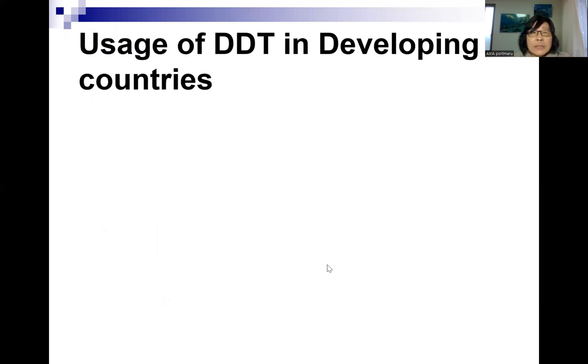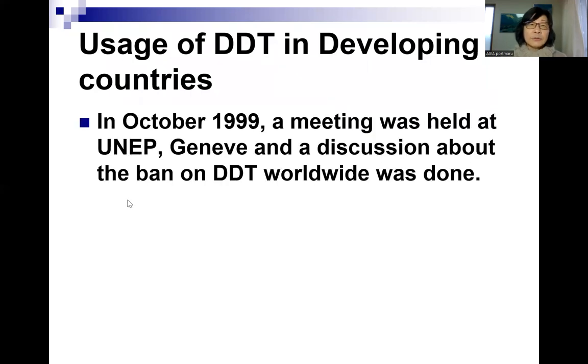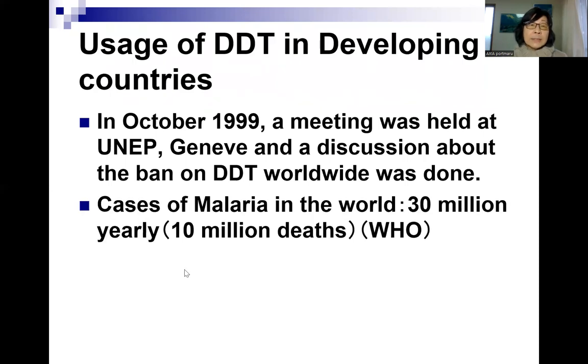Usage of DDT in developing countries. Developed countries are not using DDT anymore, but developing countries continue using it. In October 1999, a meeting was held at UNEP, Geneva, and a discussion about the ban on DDT worldwide was done. But cases of malaria in the world are 30 million yearly, with 10 million deaths, according to WHO.